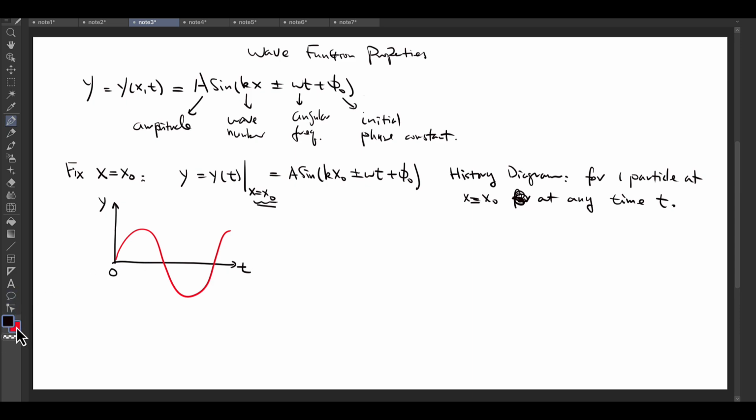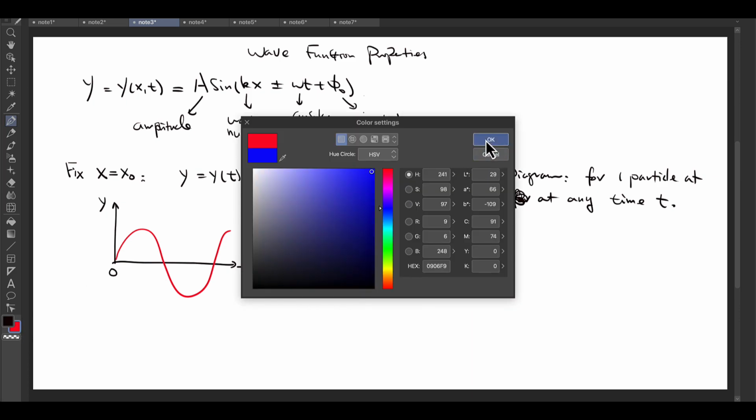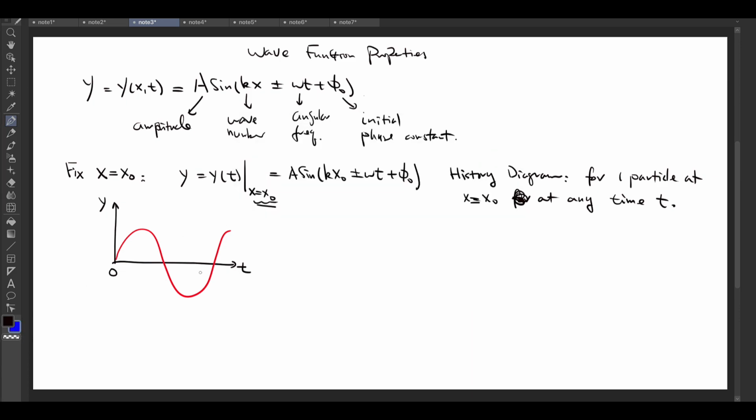So if I check the periodicity in this time direction, I should read capital T here, okay, because that's the period, periodicity in the time direction. Now the amplitude is still the same. That's still the same A we have in the equation. That's the same A here. Again, it's called a history diagram.